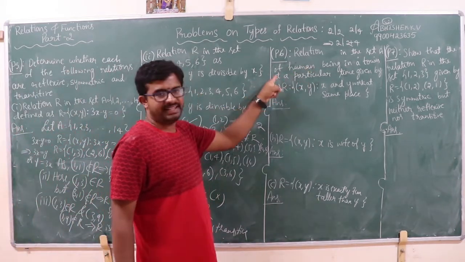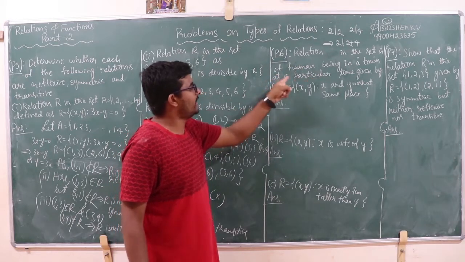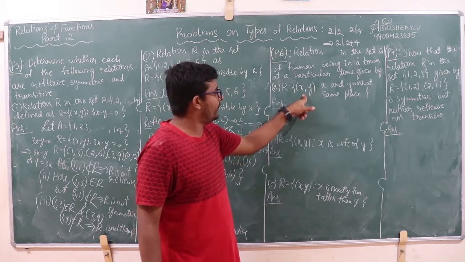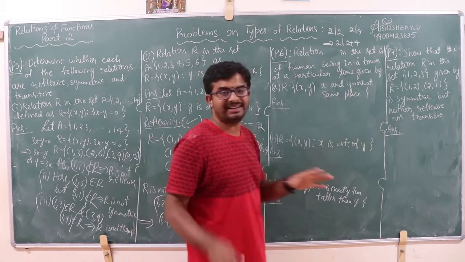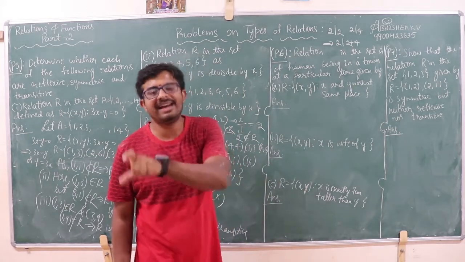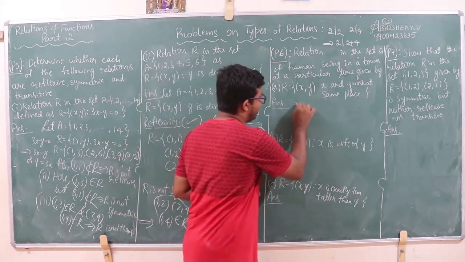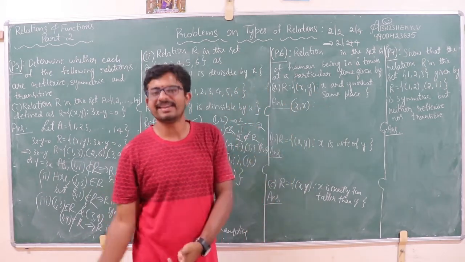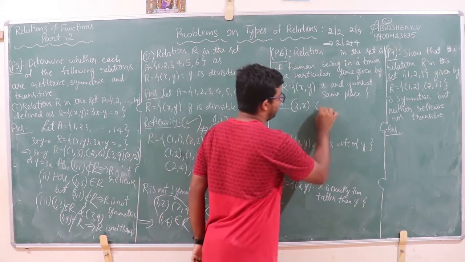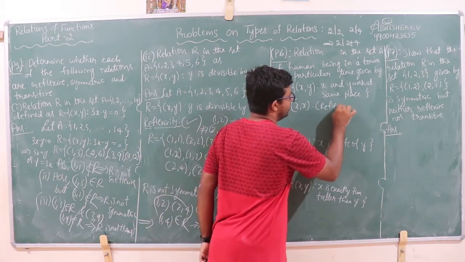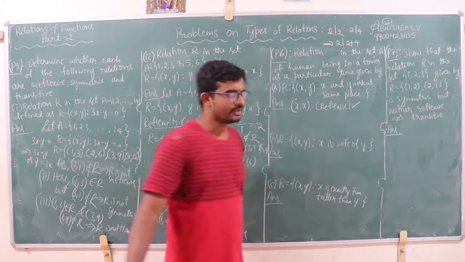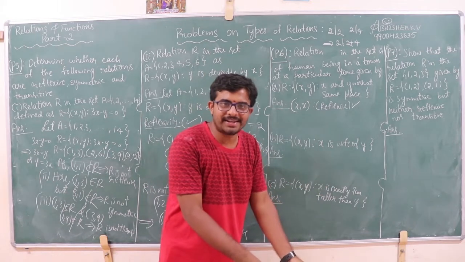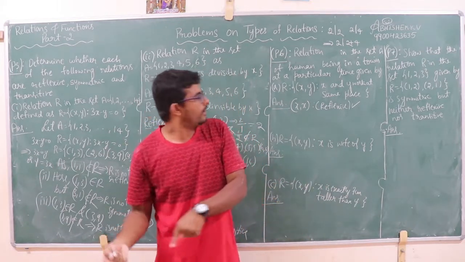Relation R in the set A of human beings in a town at a particular time is given by R equal to the set of all ordered pairs (x, y) such that x and y work at the same place. See, if I consider x and x, it is obvious x and x work at the same place. It holds the reflexive property. See, if x and y work at the same place, according to the symmetry property, y and x should work at the same place.